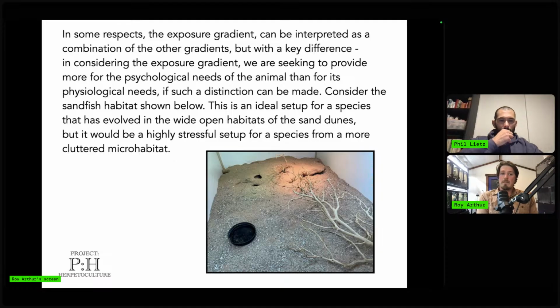So, consider the sandfish habitat shown below. This is one of Phil's setups in the past. This is an ideal setup for a species that has evolved in the wide open habitats of sand dunes. But if you were to place something like one of my Polychrus in there, it would be a super stressful habitat for that species, because they're used to a much more complex, cluttered environment with a lot more foliage to allow for their camouflage and crypsis.